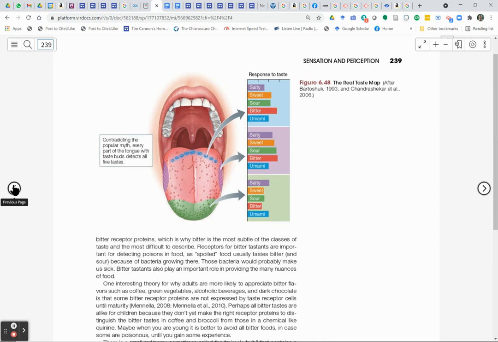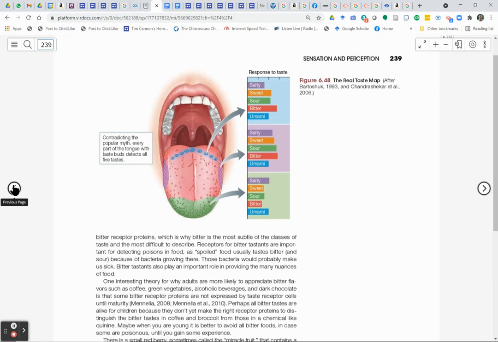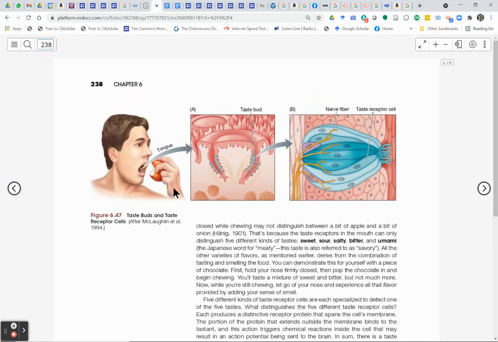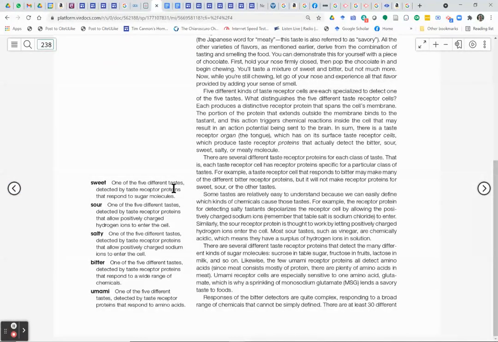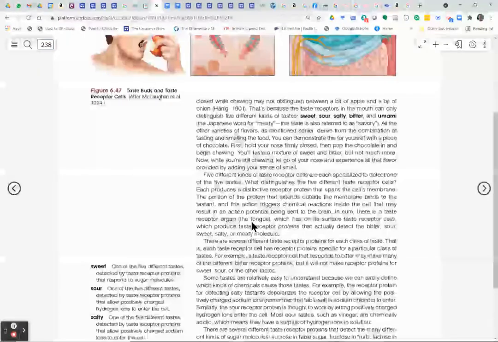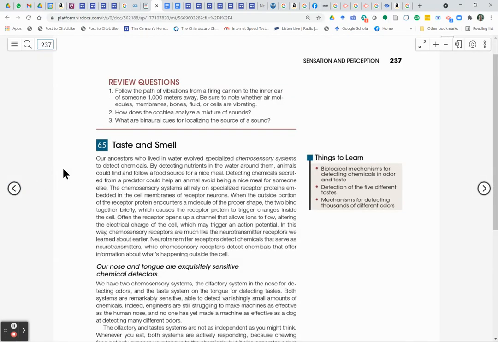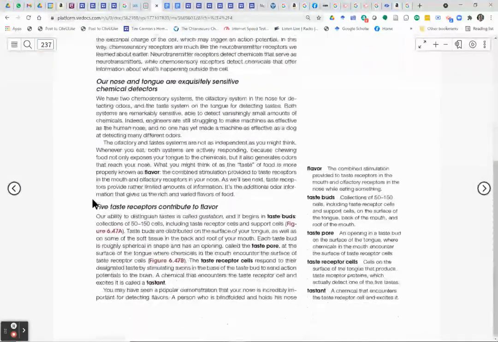So that whole figure is contradicting the popular myth, every part of your tongue detects all five tastes. Yes. So the myth must have been on the other page. Not important where it is in the text. It is in the text. Let me just flip back a little bit. I know it went quickly because there was a ton of stuff in here.